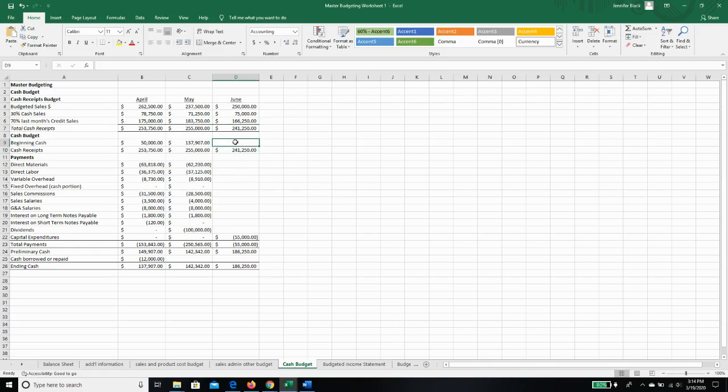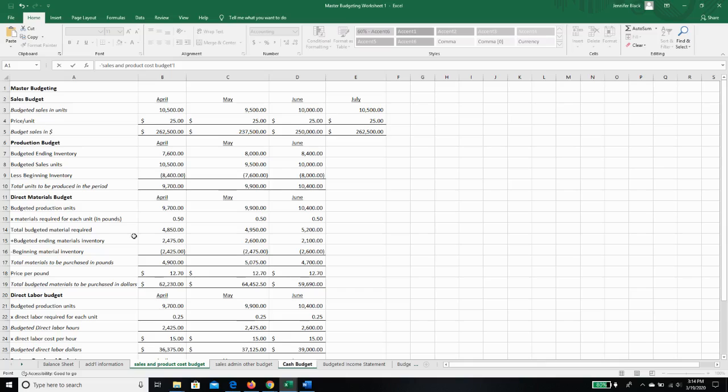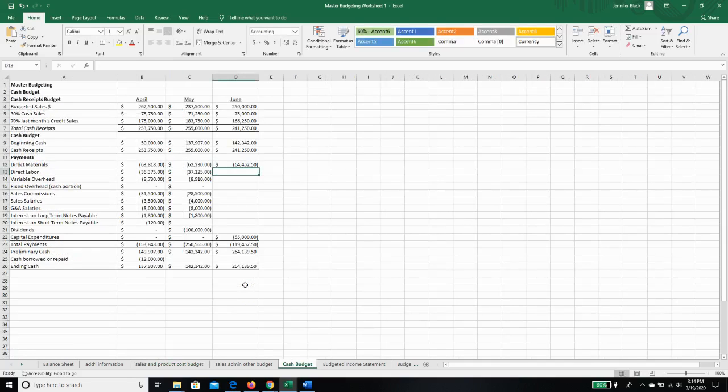My beginning cash, remember, last period's ending balance is this period's beginning balance. So my beginning cash is 142,342. And my direct materials, remember we're paying our direct materials a month in arrears. So if I go to my sales and product cost and I look at my direct materials budget for May, that's what I'm going to pay in June.